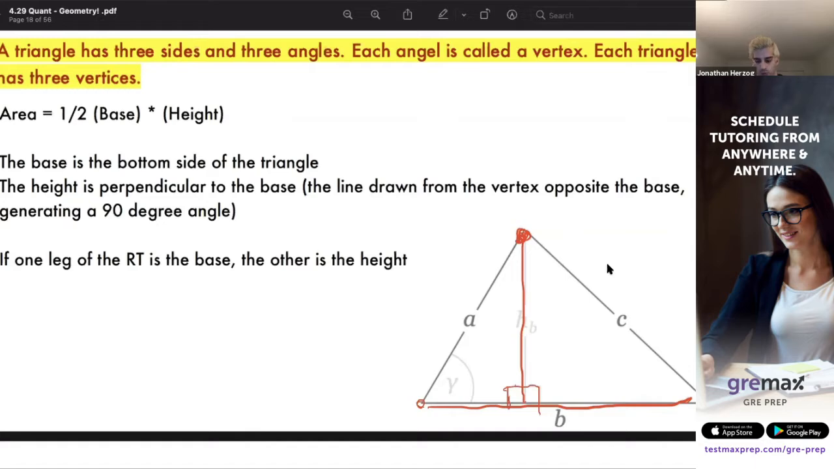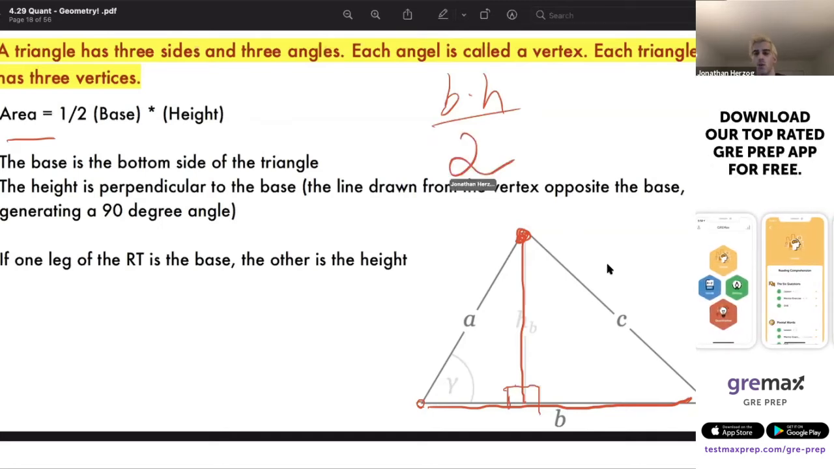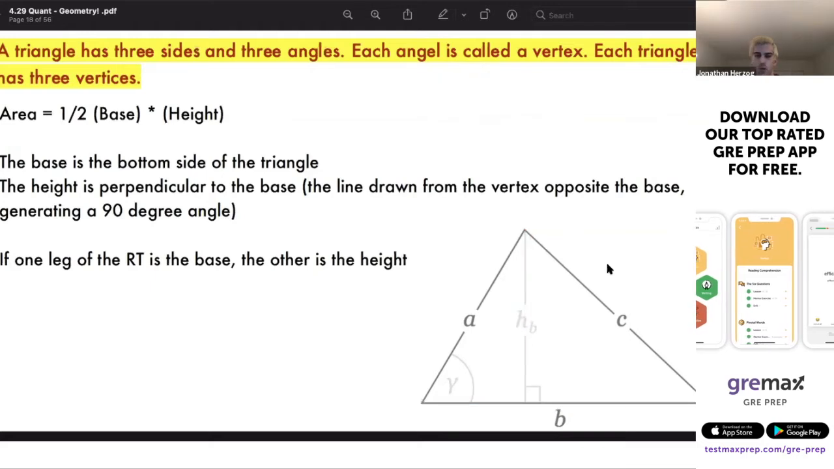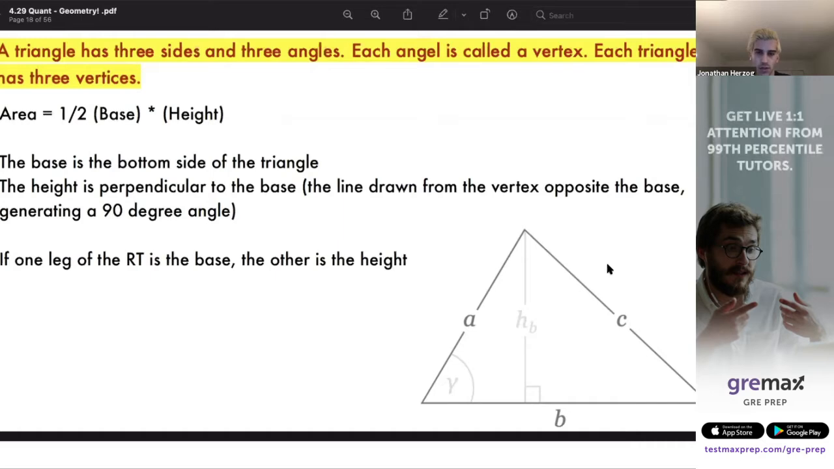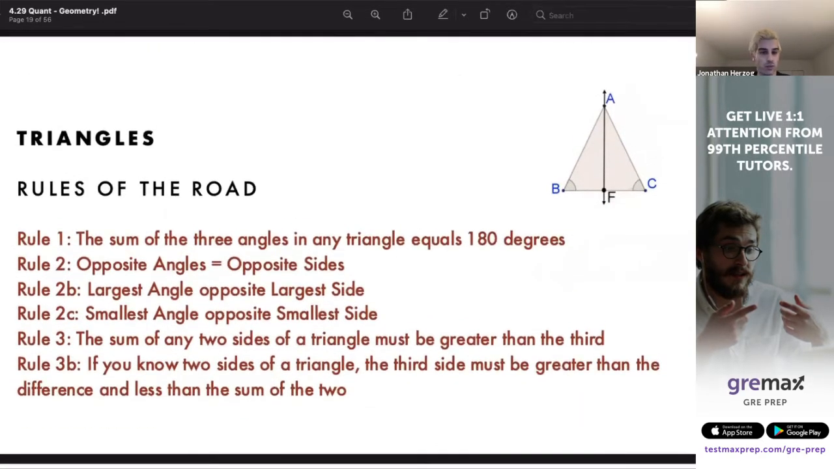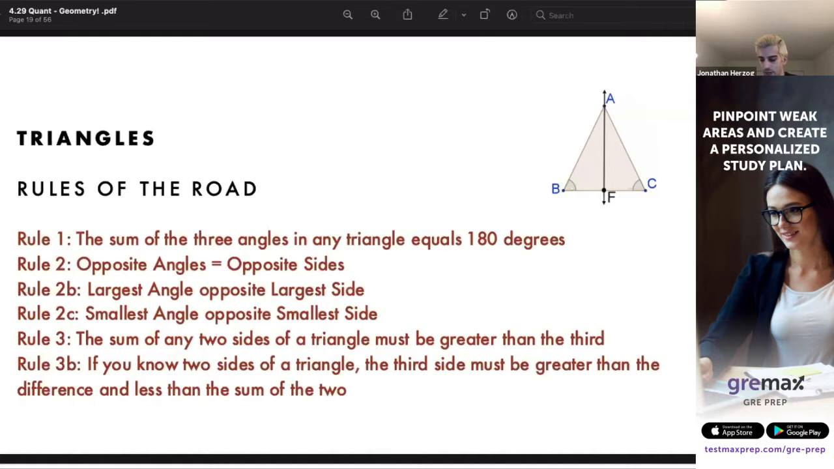The area of a triangle is equal to 1/2 the base times the height. The very familiar, oft drilled-in formula, 1/2 the base times the height, and we'll get into the final rule in just a moment in the context of right triangles. Triangles, further rules of the road. Rule 1, the sum of the 3 angles in any triangle will be 180 degrees.